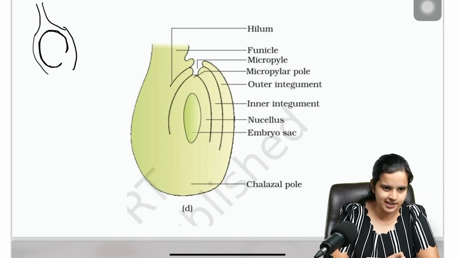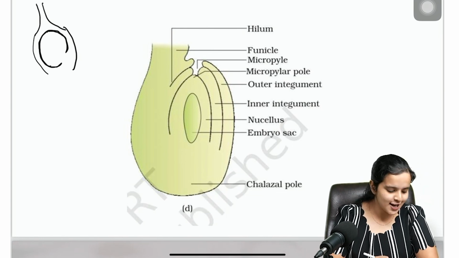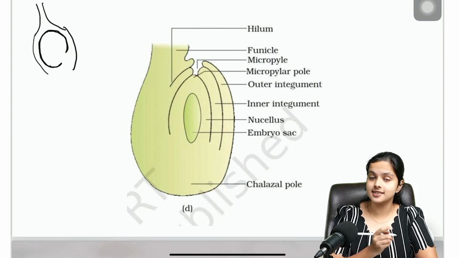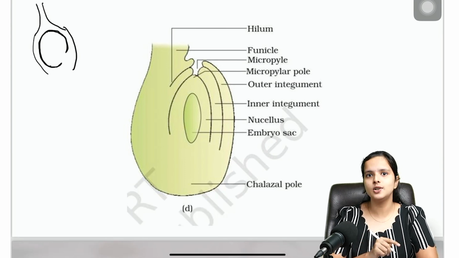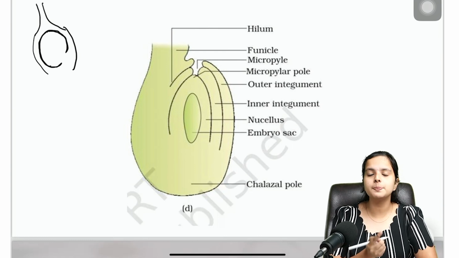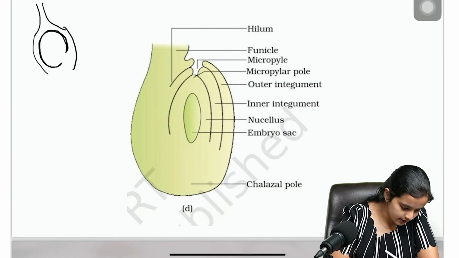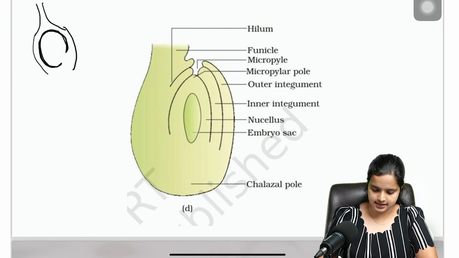How can you draw a space, right? You can't draw a space actually. So you have a placenta over here inside the locule. Inside the ovary you have the locule, and inside the locule you have the placenta. And from the placenta arises the ovule, right? So the dark colored part that I've drawn here is the placenta. That's the placenta.